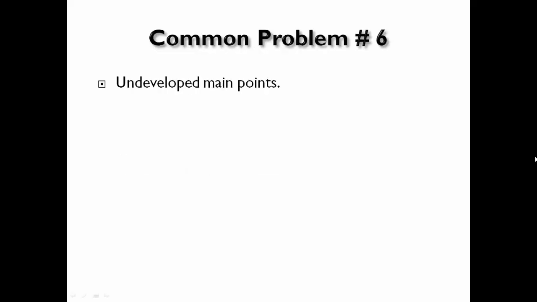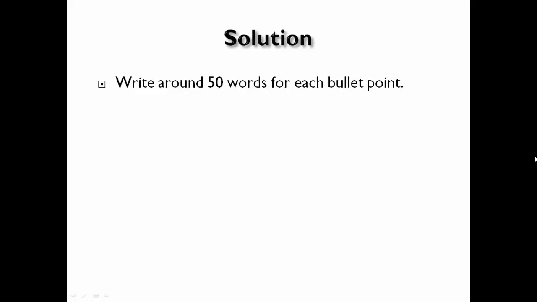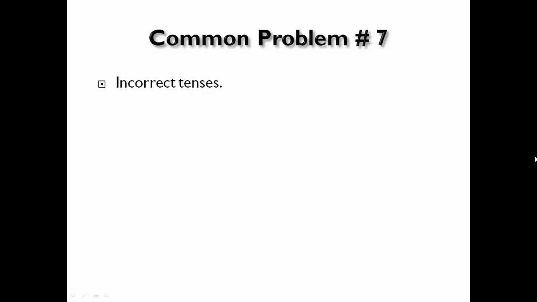Common problem number 6 is undeveloped main points. This is a huge one. This is probably the main reason why students don't get the band 8, the band 9. So these students have done everything correct and the structure is good and it is very clear which points they're talking about, but their answers are just too short. They haven't really developed them properly. So the solution to this is to write around approximately 50 words for each bullet point. So you don't have to write 50 words for the purpose, but the 3 bullet point paragraphs, try and write around 50 words.